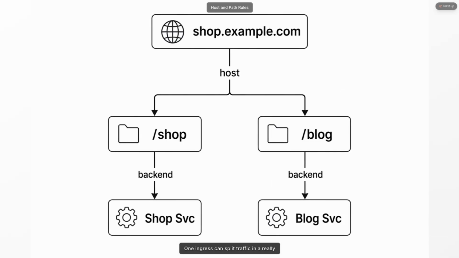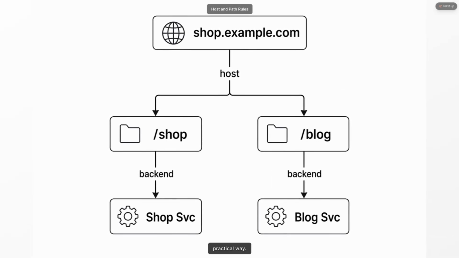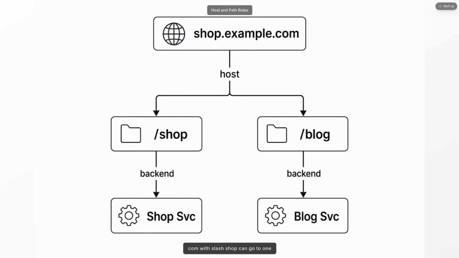One Ingress can split traffic in a really practical way. A request for shop.example.com with /shop can go to one service, while /blog can go to another. So you're not just exposing one app. You're building a routing table for multiple apps behind one public edge.